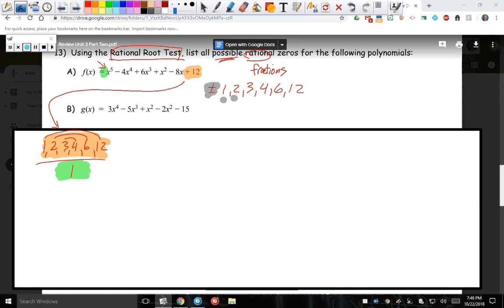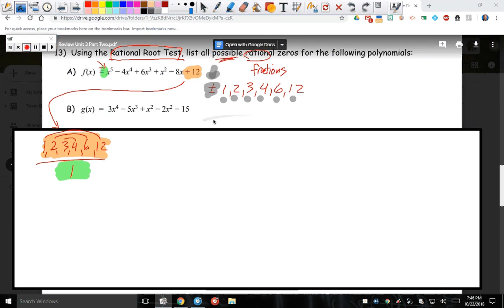Would you see 1, 2, 3, 4, 5, 6? A total of 12 numbers. Again, positive 1, negative 1, positive 2, negative 2. But I'm not going to list them all out. That's what it's accounting for when you see this plus or minus piece right here.